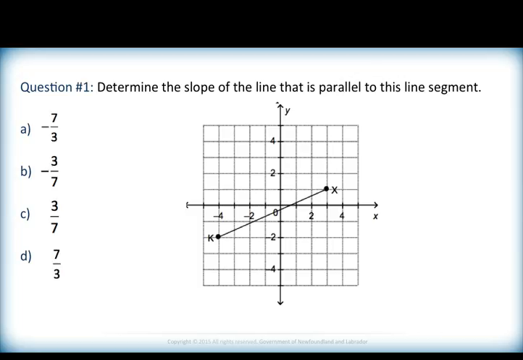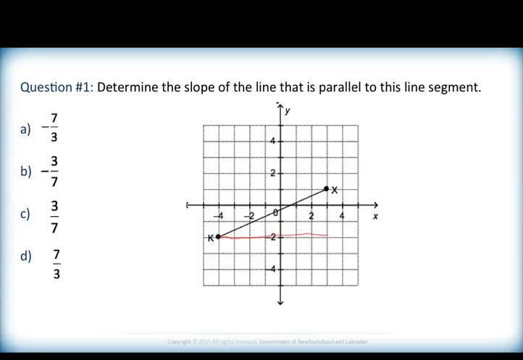So the question is asking us to find the slope of the line and determine what it would be if we have a line segment that is parallel to this line. So let's go ahead now and actually use rise over run to find our slope. Since we have our 2 points here, K and X, we can create our triangle from those points. So let's do that first.